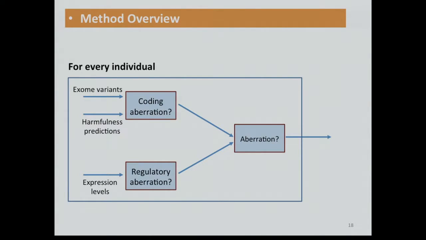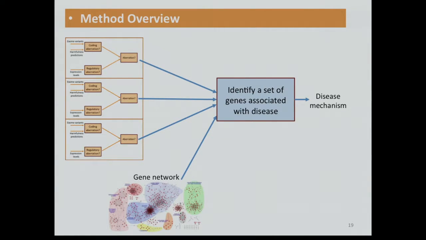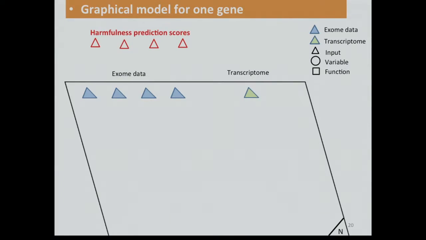So how do we incorporate gene expression and coding information? We basically have exome variants, and we also pre-compute the harmfulness for each of the variants, and that we do with CADD or ANNOVAR most recently, existing tools for computing the harmfulness priors. And then we have the expression levels for the regulatory aberration. And then we have an aberration per gene. It's a kind of a score. And then, of course, we look at all of the genes simultaneously, and we include the gene network for the propagation. So this is what it looks like as a graphical model that we actually implemented.